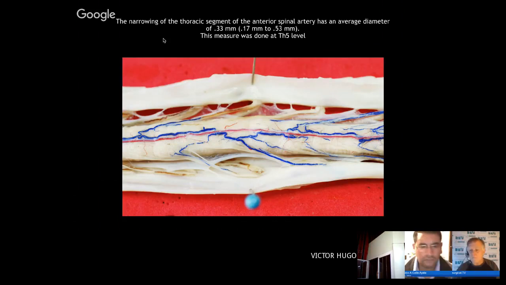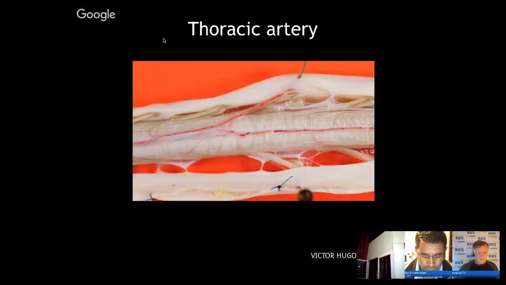The narrowing of the thoracic segment of the anterior spinal artery has an average diameter of 0.33 millimeters, from 0.17 to 0.53 millimeters. This measure was done at the thoracic 5 level. This is the thoracic artery.